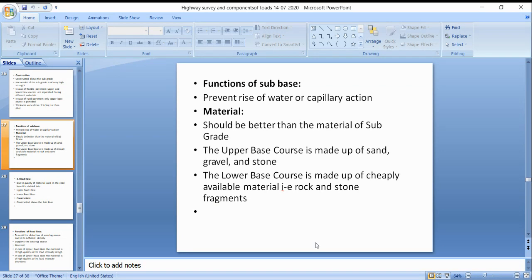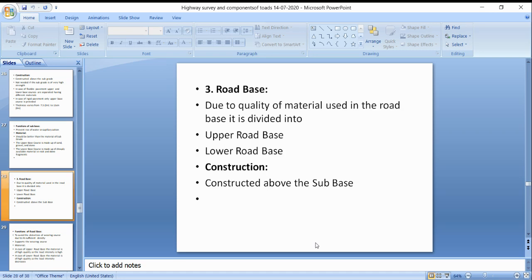The materials we are using are sand, gravel, and stone for the upper base, and for the lower base we are using locally available materials like rock and stone fragments. In the bituminous case, for flexible pavements, we have to lay the upper base course and the lower base course. The upper base course is made up of sand and gravel, and in the lower base course we are using rock and stone materials.